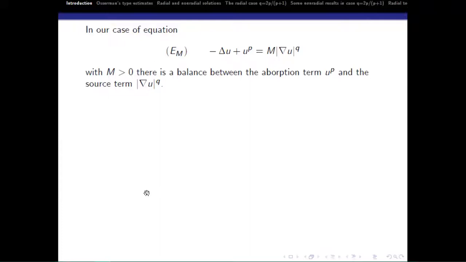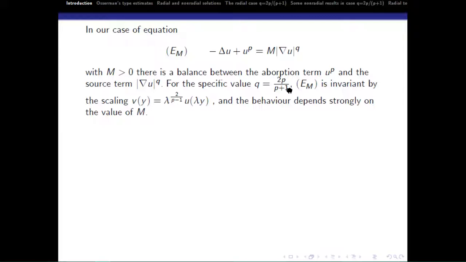In our case of the equation, I recall it: minus Δu plus u^p equals m |∇u|^q, m positive, there is a balance between the absorption term and the source term. For the specific value q equals 2p over p plus 1, the equation is invariant by the scaling v(y) = λ^(2p/(p−1)) u(λy). And the behavior depends strongly on the value of m. I apologize if I repeat something that Laurent said yesterday.